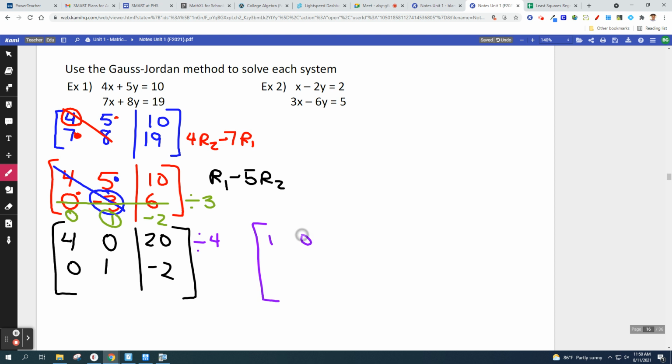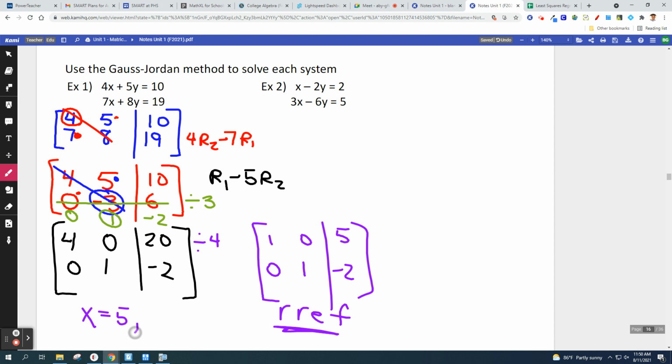And I get 1, 0, bar 5, and 0, 1, -2. That's what's called reduced row echelon form. And that's really what we're after, because that tells me my answer: x equals 5 and y equals -2. Or write it as an ordered pair if you'd rather. Okay, that's Gauss-Jordan.